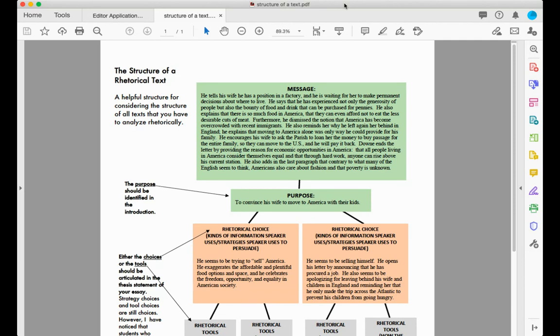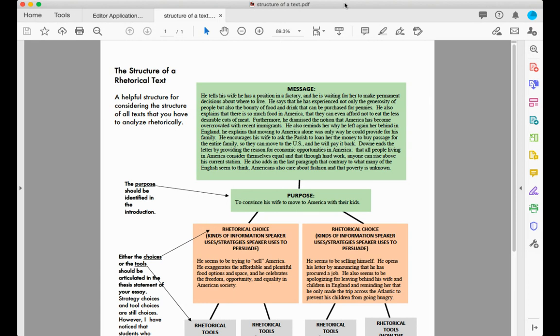So we have been talking all year about how there's a difference between what the author says, which is the message and to some extent the purpose, how an author says it, the rhetorical choices, and the tools the author uses to create, build, enhance those rhetorical choices, otherwise in our class known as rhetorical tools.